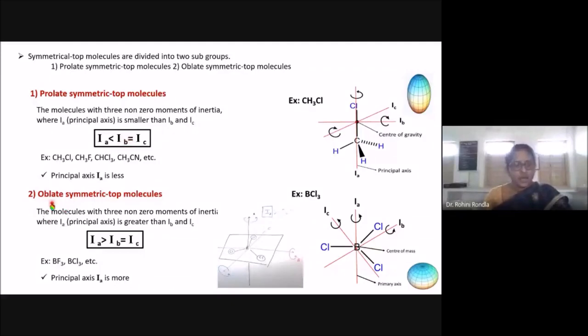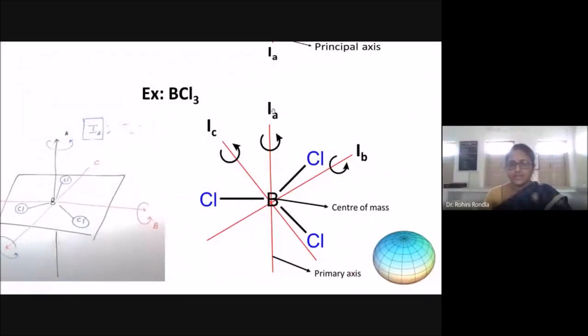And next, oblate symmetric top molecules. See this, this is the A axis. Here the line is passing through boron. Imagine like this, the line is passing through boron and you are rotating. If you are rotating through this A axis, the positions of 3 chlorine atoms are changing. And imagine an axis passing in this way, the B axis. See, the center of gravity is boron, so that axis should pass through boron. Going from boron, just imagine it touching chlorine for a while. Okay, just imagine like this.